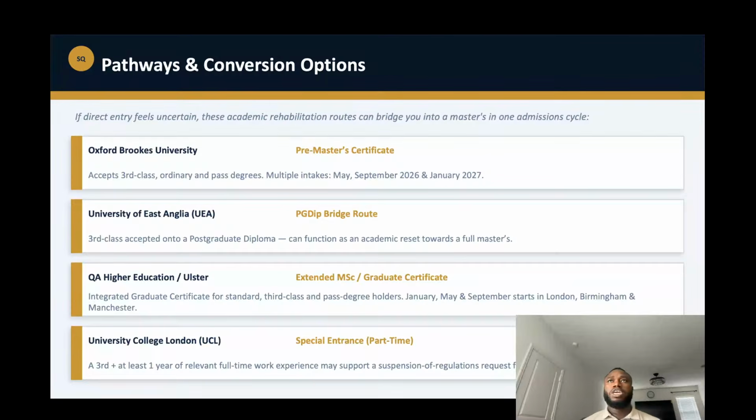The first one is to enroll in a pre-master's program. There are lots of pre-master's programs that would accept even a pass, as long as you have a degree from a university in Nigeria. You can enroll for a postgraduate diploma, or you can enroll for something called an extended MSc. For an extended MSc, instead of doing the usual 1 year, you're most likely going to do more than a year, most likely 2 years of master's program. And lastly, you have the special entrance program that University College London also offers.